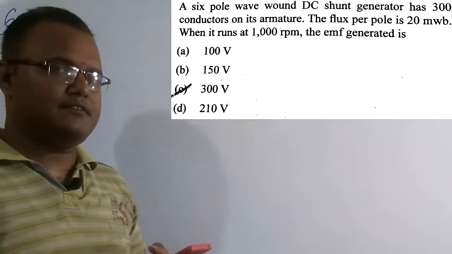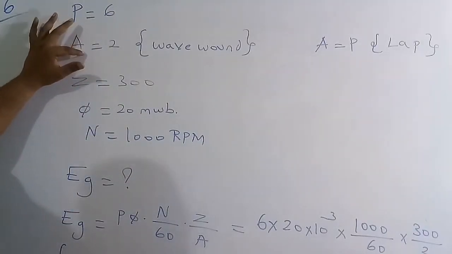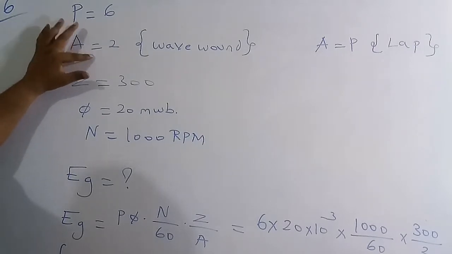So let's solve this numerical. In the question they have given the number of poles is equal to 6. And also they have given that the armature conductors are wound in the wave winding. So wave winding means the number of parallel paths is equal to 2.